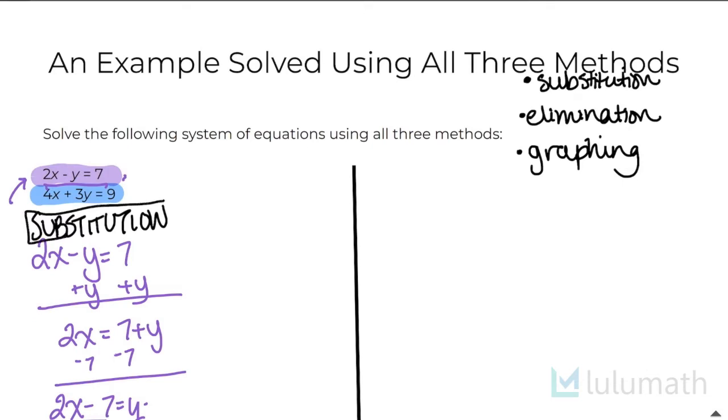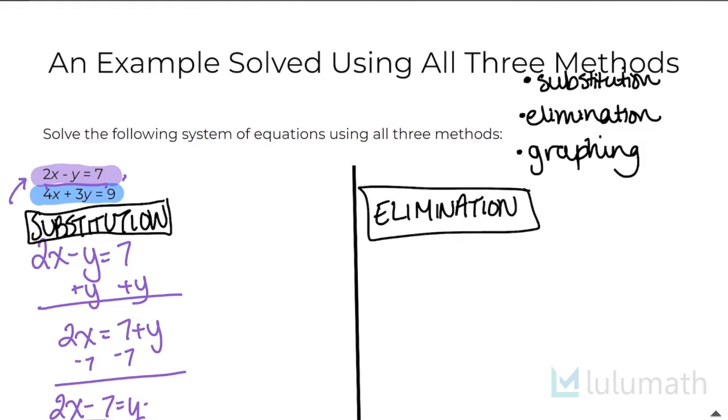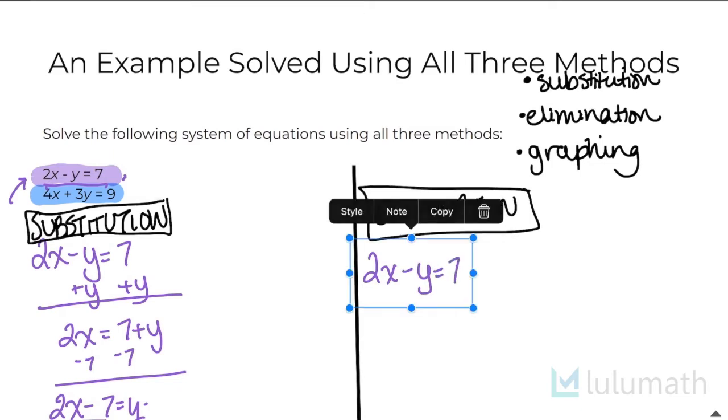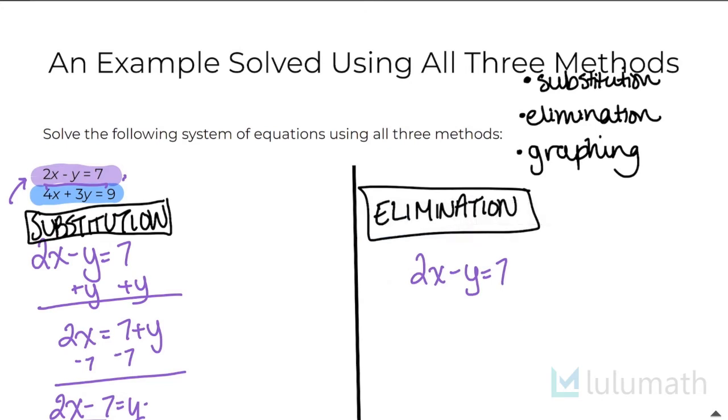All right, now that we've solved this problem using substitution, we can go ahead and use elimination to solve this problem, okay? So I'm going to rewrite my two equations on top of each other. The purple one is 2x minus y equals 7, okay? But I'm going to just move this over a little bit over here. And then my second equation is 4x plus 3y equals 9.